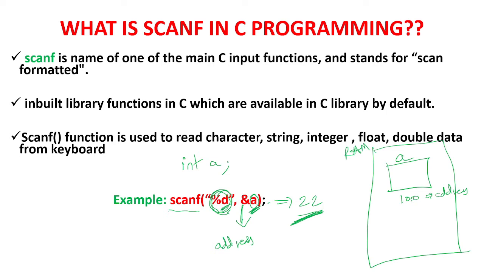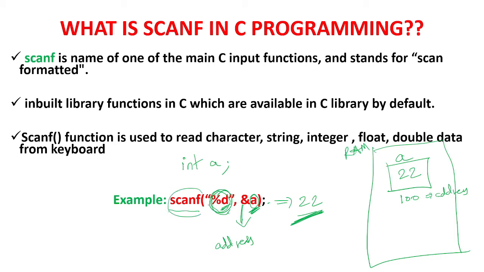So a is there at this 100th position, so here 22 will be stored. It has to go inside a only. Otherwise, how will the CPU come to know where to store the data, or from where to get the data? So the address has to be there. From the address symbol only, data will go to that place.